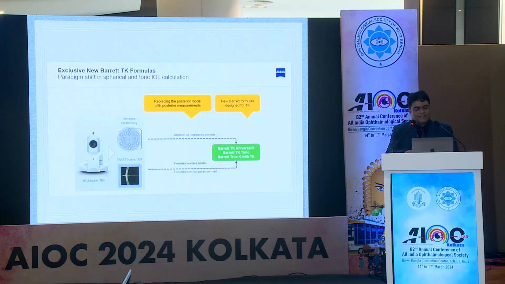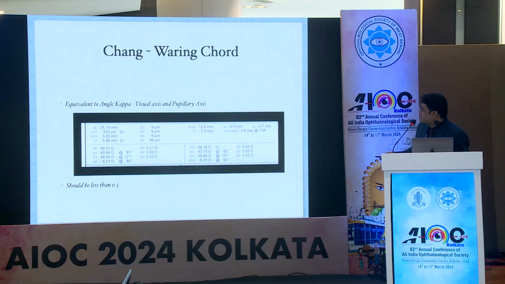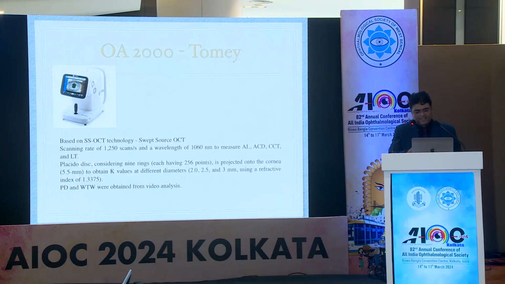Another thing it has incorporated is the Chang varying chord, which is equivalent to angle kappa, the distance between the visual axis and pupillary axis. So if you see here, it gives the Chang varying chord as 0.8 millimeters. All surgeons who like to do trifocal lenses prefer it to be less than 0.5. So it readily gives these readings.